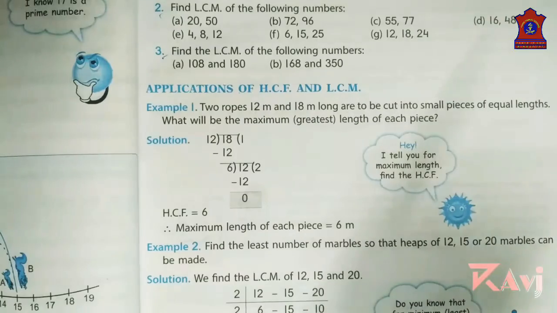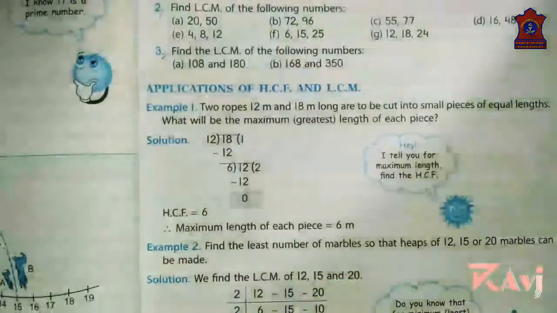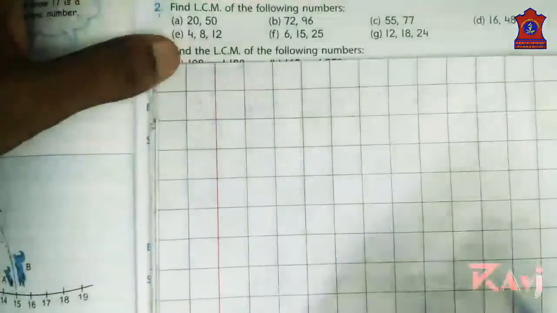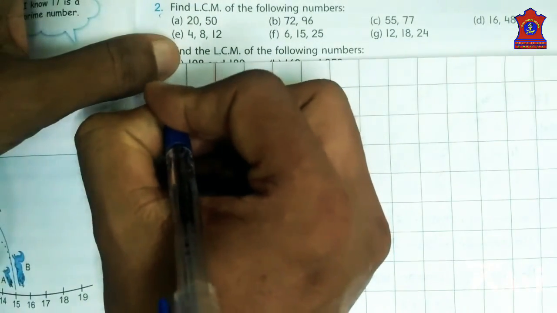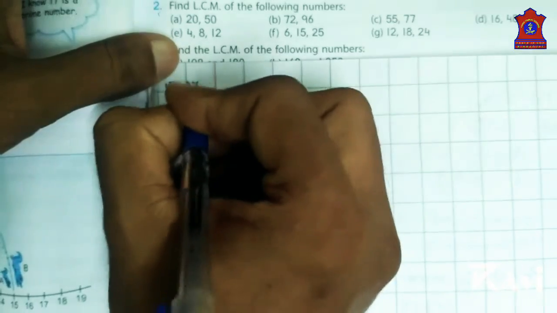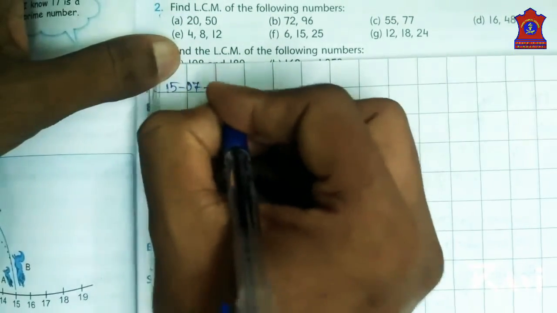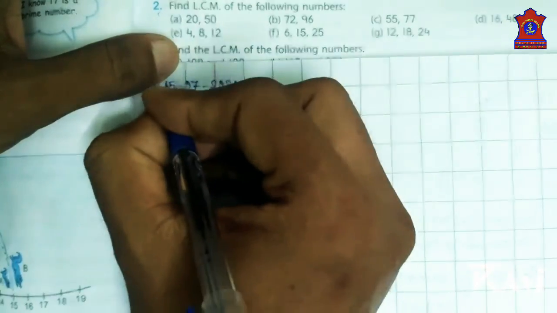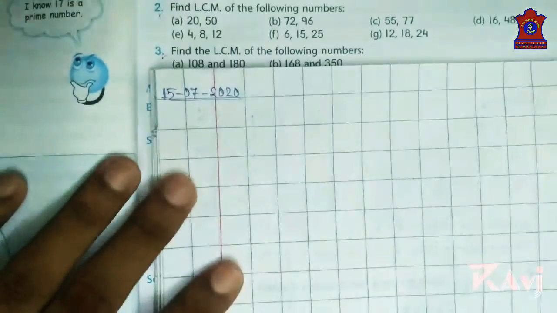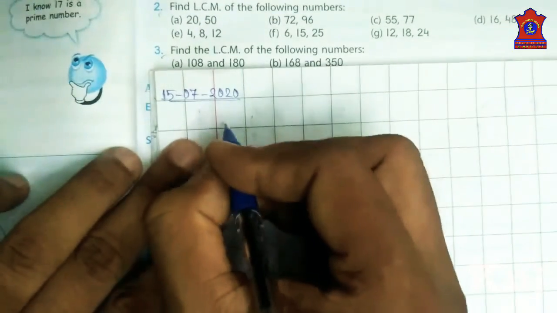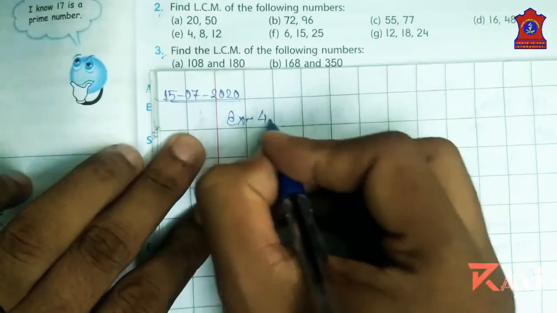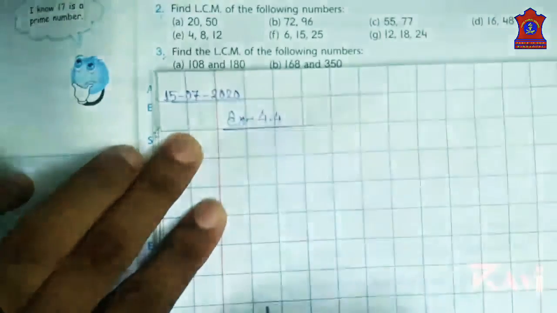So here we are going to start question number 2. What is today's date? 15/7/2020. 15 July 2020. And we are going to start question number 2 of exercise 4.4.